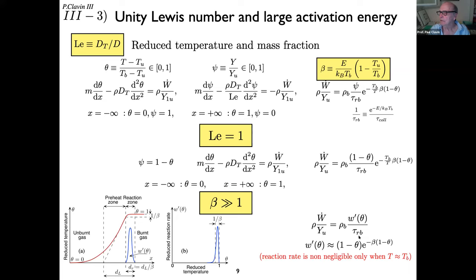You can say, okay, but on the outside there is nothing to burn. No, this is not quite right. You have a little bit to burn, and you burn a little bit of the reactant, but with a very fast chemical reaction rate. What you have to keep in mind is that the reaction rate in terms of theta is zero everywhere, except in a narrow band of theta close to theta equal one, which is the burned gas.